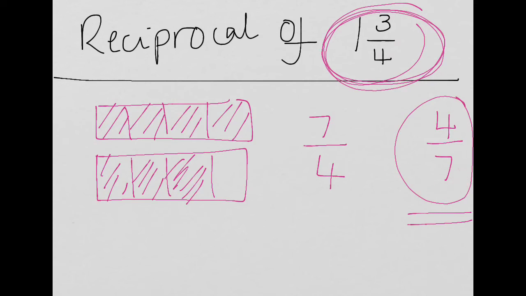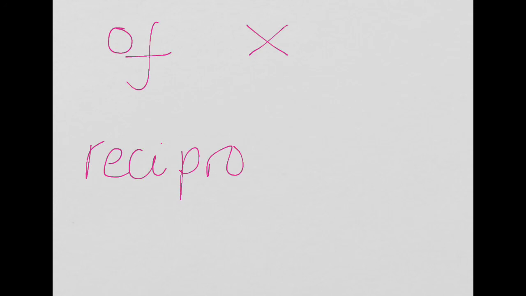And then it's fine. You have all these skills, and I want you to remember the things you should know by now. Of means multiply. And the reciprocal, you should know what the reciprocal is, and you should also know that when you multiply a number by its reciprocal, you always get 1. And that's everything for this video.